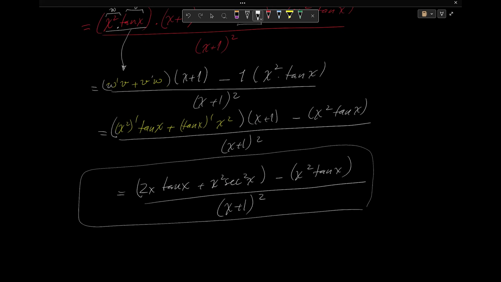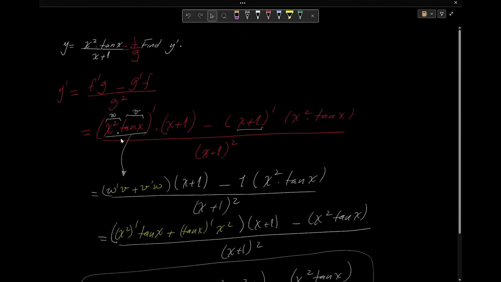This is taking the derivative using the quotient rule and the chain rule and the product rule. They're all together in this one. We had a quotient, then we had a product, and with the product, we have a chain rule. Okay.